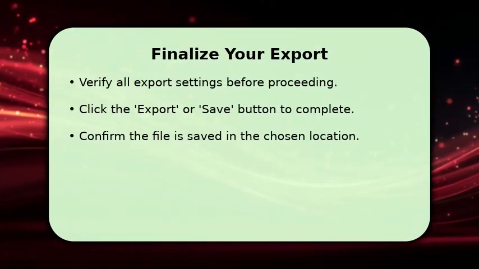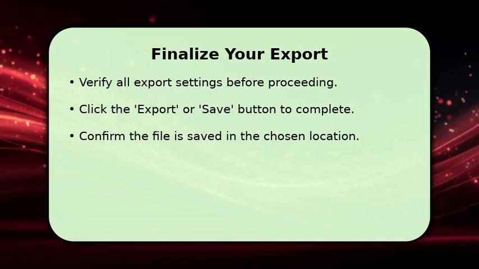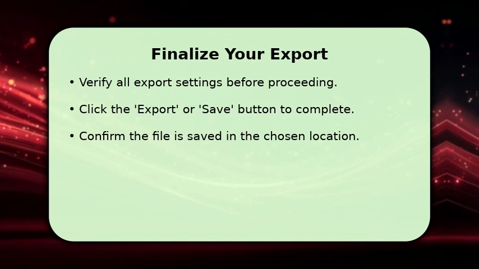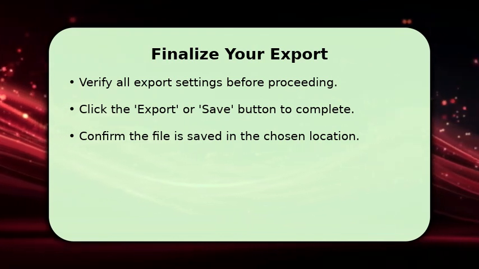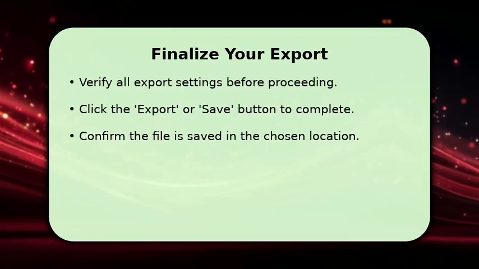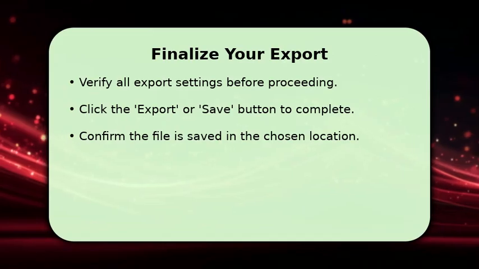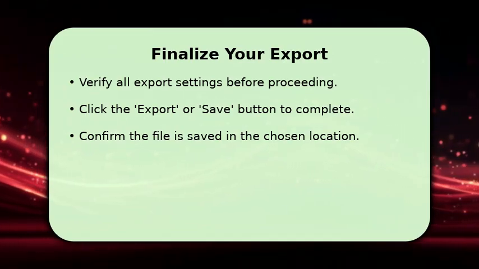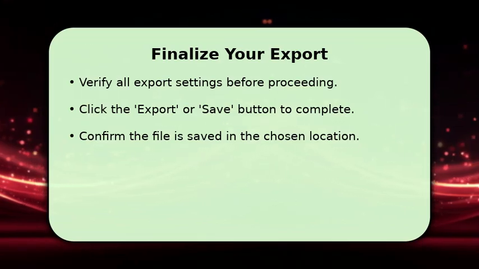Before finalizing, take a moment to double-check all your export settings, including the file format and destination. This quick review helps prevent errors. Once you are confident, click the Export or Save button to initiate the process. The software will then generate and save your Schedule 1 file. After completion, navigate to your chosen folder to confirm the file is there and opens correctly, ensuring your data is perfectly preserved.